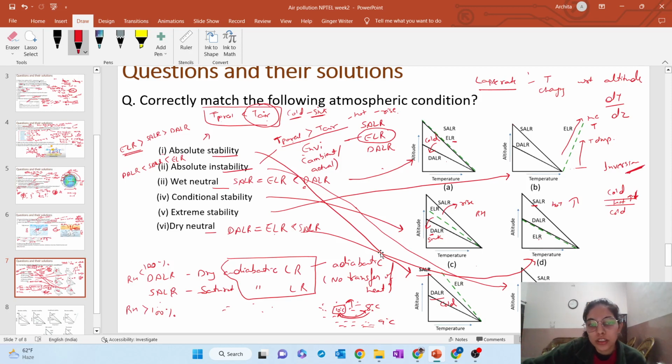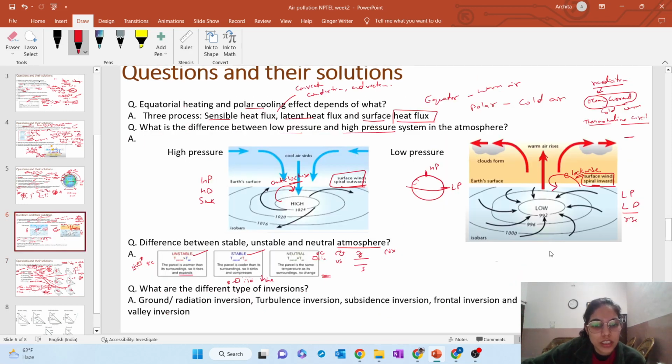So to understand the lapse rate and atmospheric stability, these six floats are very important to understand. Okay, and now we move towards this question, what are the different types of inversion. They will be discussed, I think, in further lectures, but in short, I will discuss it here.